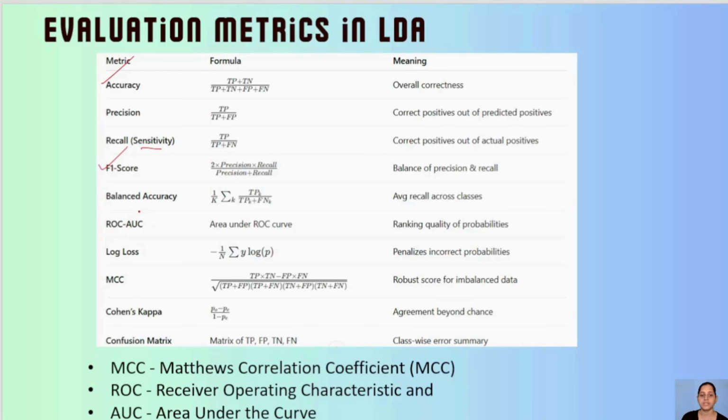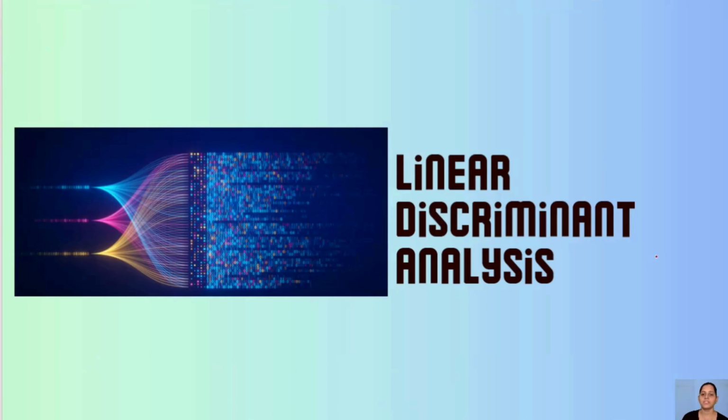Then ROC, AUC, log loss, MCC (Matthews correlation coefficient), Cohen's kappa, right? Then the confusion matrix. That's the base. The confusion matrix is the combination of true positive, true negative, false positive, and false negative. Then what is ROC? ROC is receiver operating characteristics, and AUC is nothing but the area under the curve. We are going to explore all these metrics in our future videos. So we have completed LDA and its concepts.